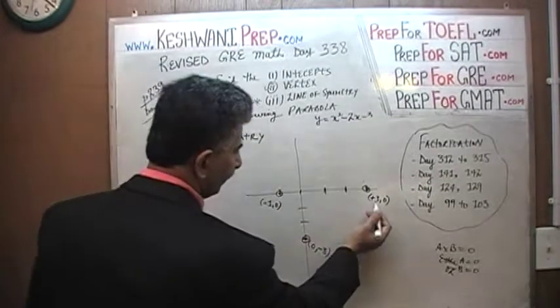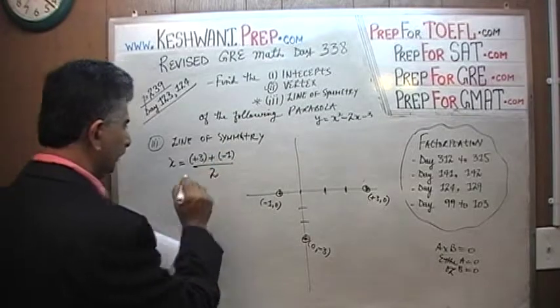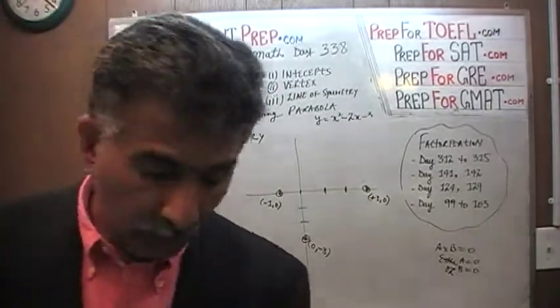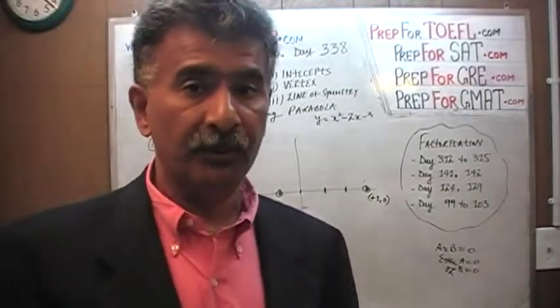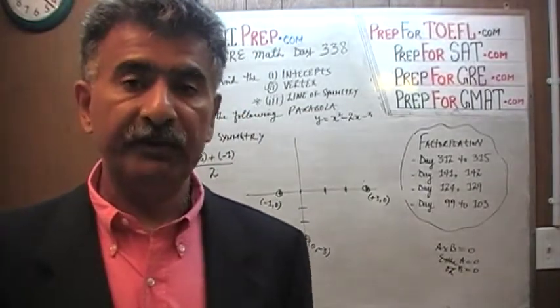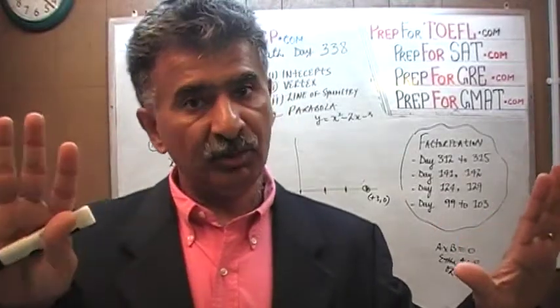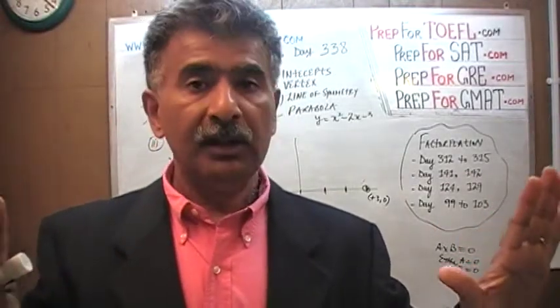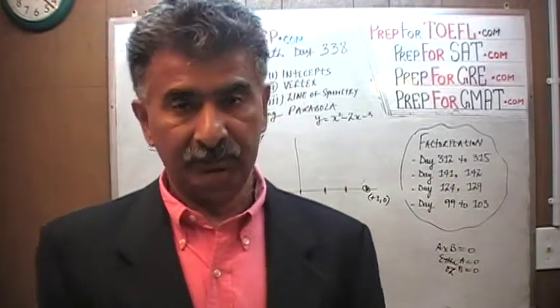We take the average of these two numbers, positive 3 plus negative 1, divided by 2. Why the average of those two? Because the line of symmetry is so called because everything is symmetric around it. Everything that you see on the left hand side is the exact mirror image of everything on the right hand side. In other words, the line of symmetry cuts the graph in two identical halves.